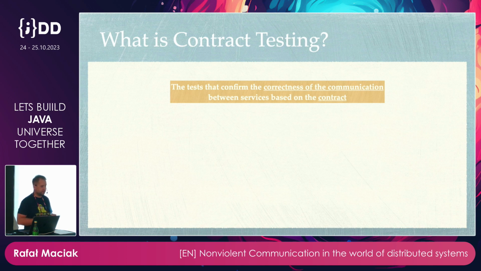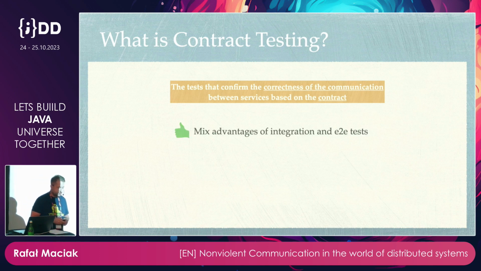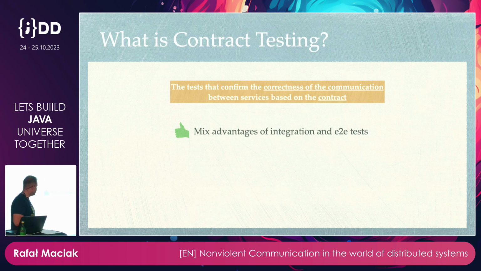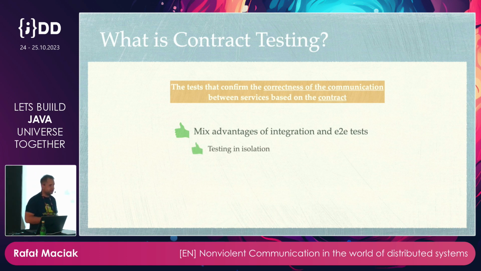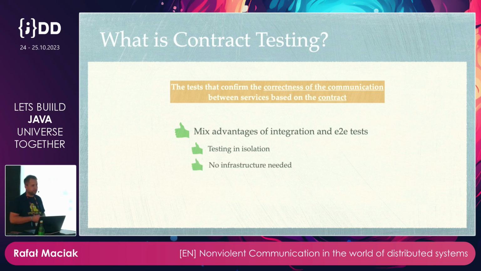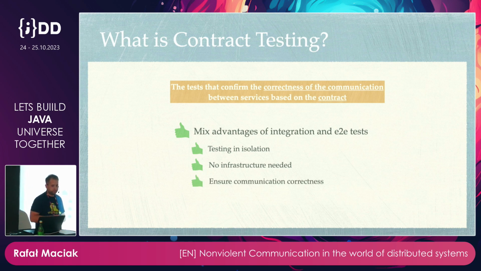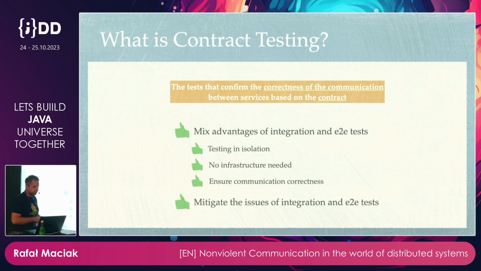Now let's see what the advantages of this solution are. They actually mix the advantages of integration and end-to-end tests. First, we may test in isolation, like with integration tests. We don't need any infrastructure for that, so this is actually a cheap solution. But what is the most important, they ensure the communication correctness. They also mitigate the issues of integration and end-to-end tests, which I will explain soon.